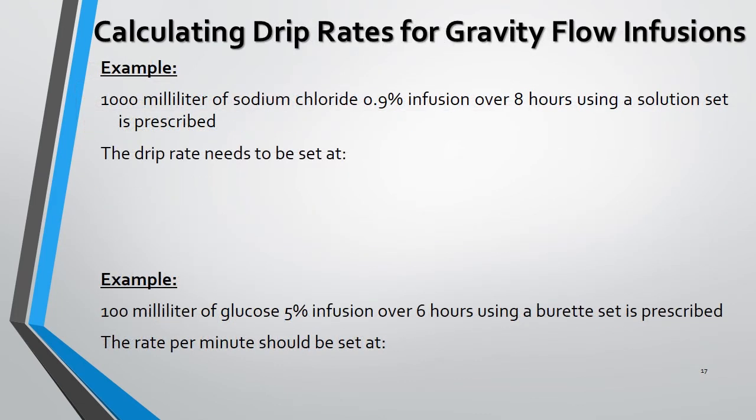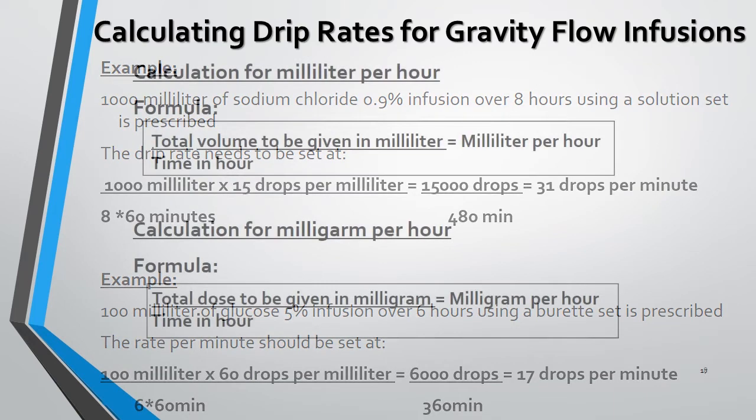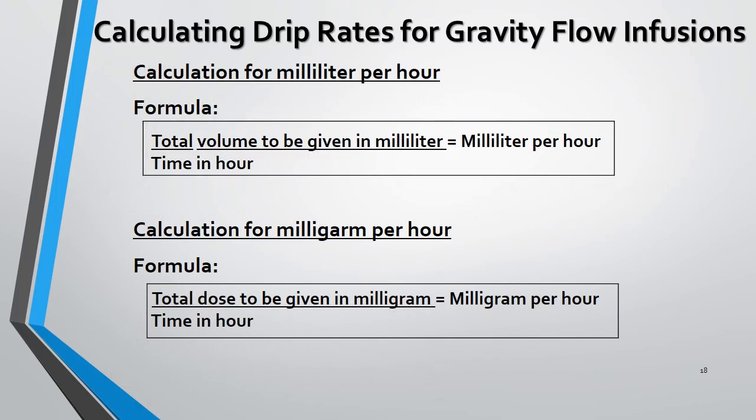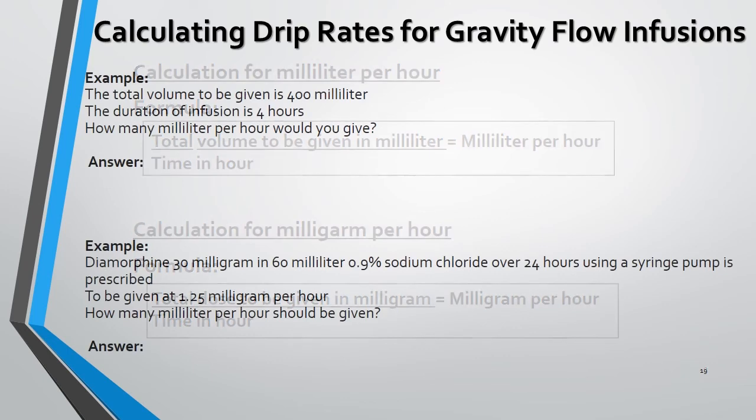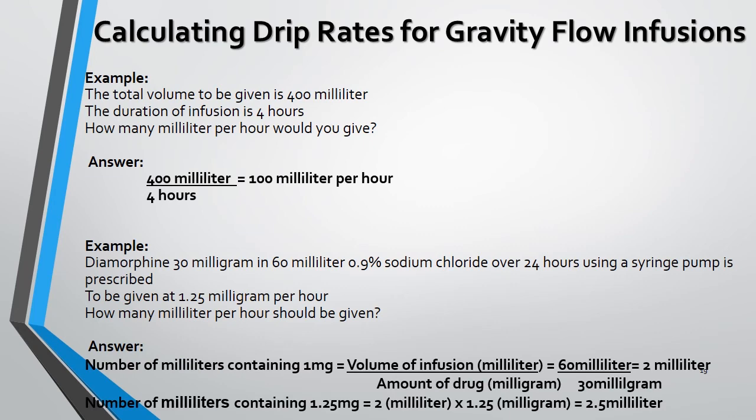Here, a typical example on calculating drip rate for gravity flow infusions is mentioned. The first formula is for the calculation of milliliters per hour, which is calculated as the ratio of total volume to be given in milliliters divided by time in hours. Similarly, the second formula is for the calculation of milligrams per hour, obtained through the ratio of total amount to be given in milligrams divided by time in hours. Here, a typical example on calculating drip rate for gravity flow infusions is mentioned.